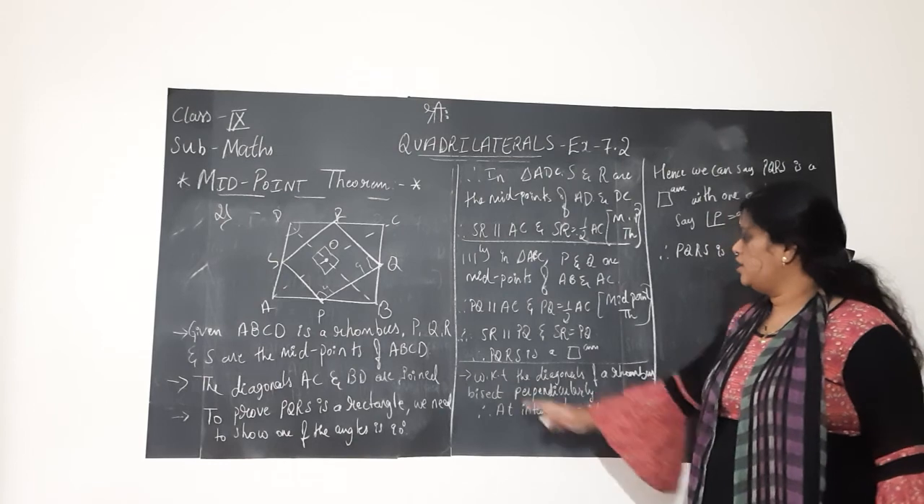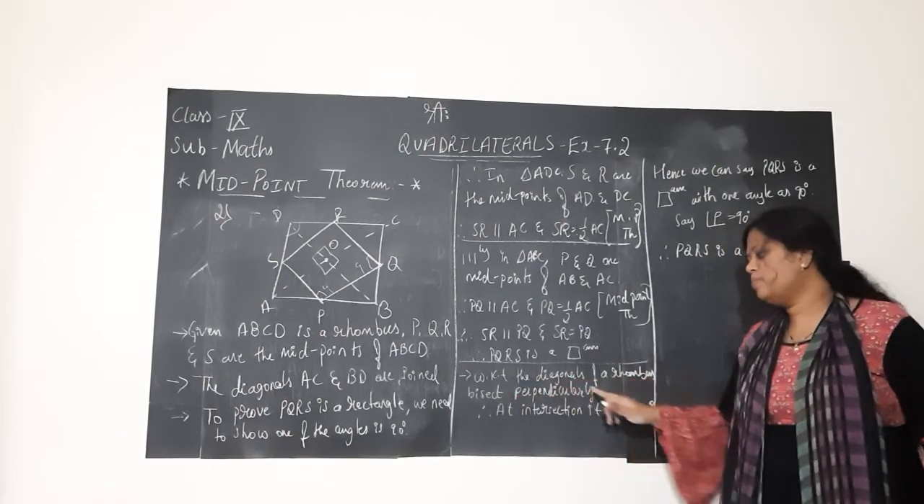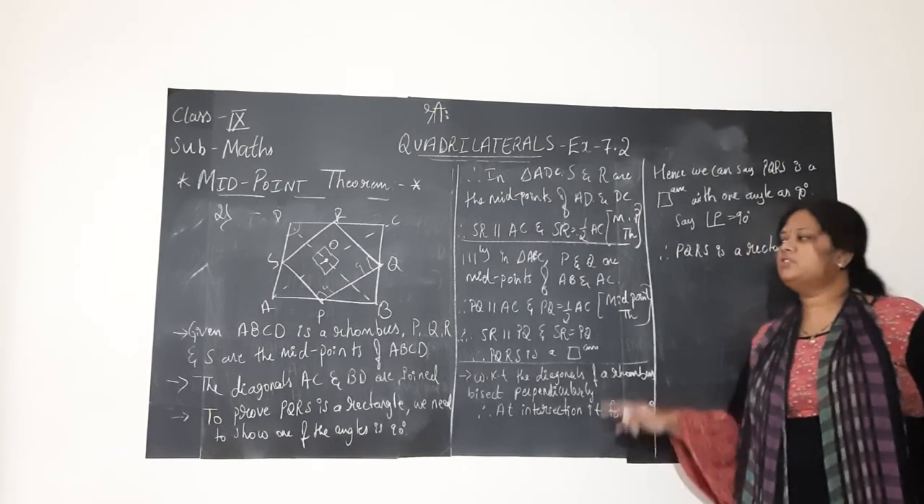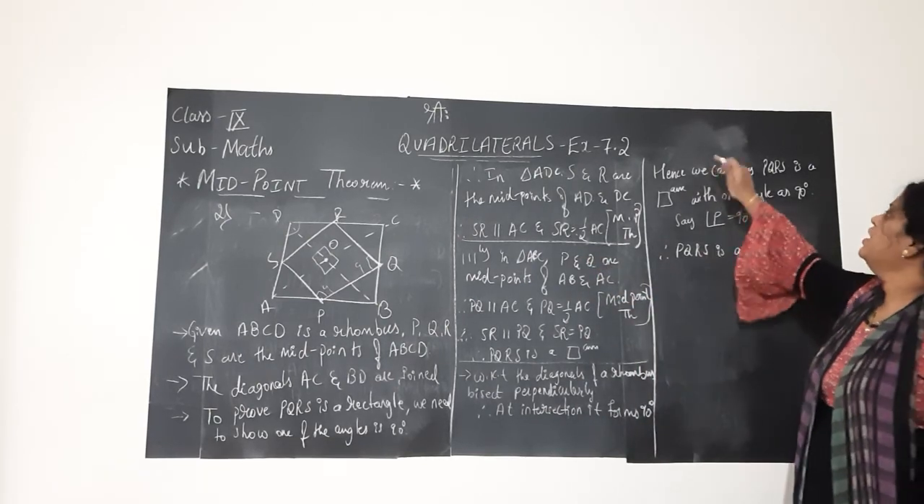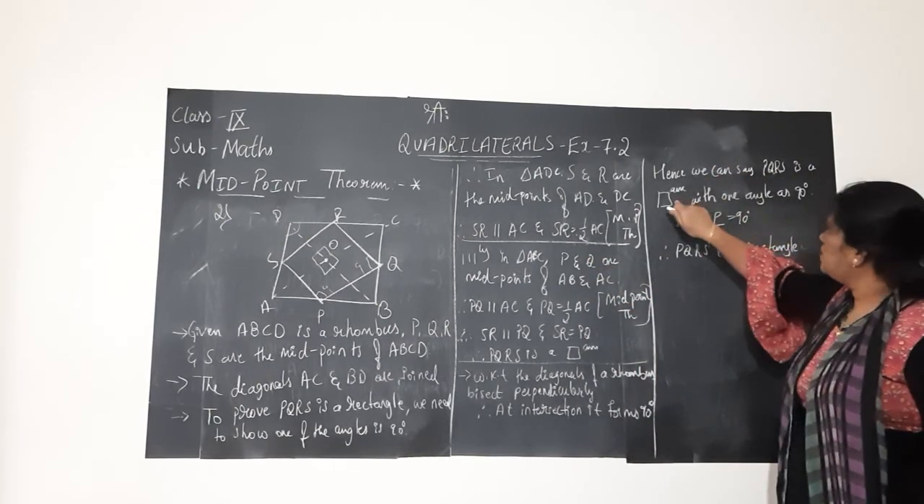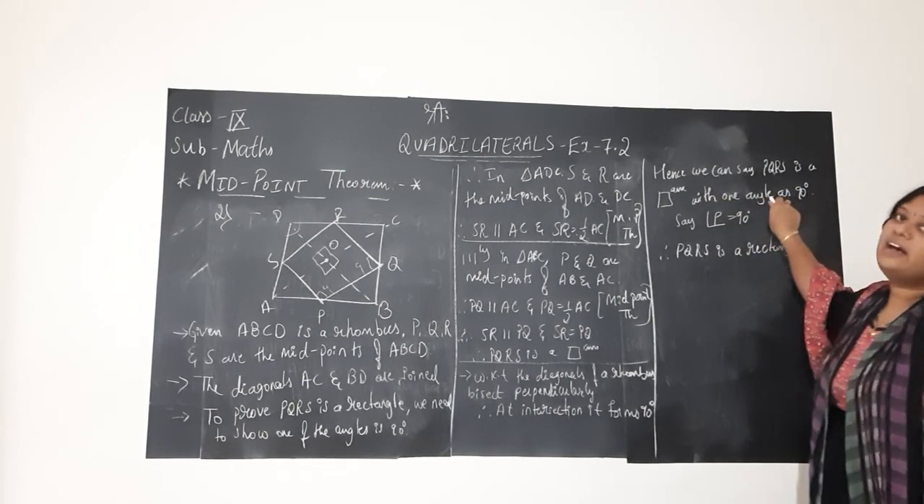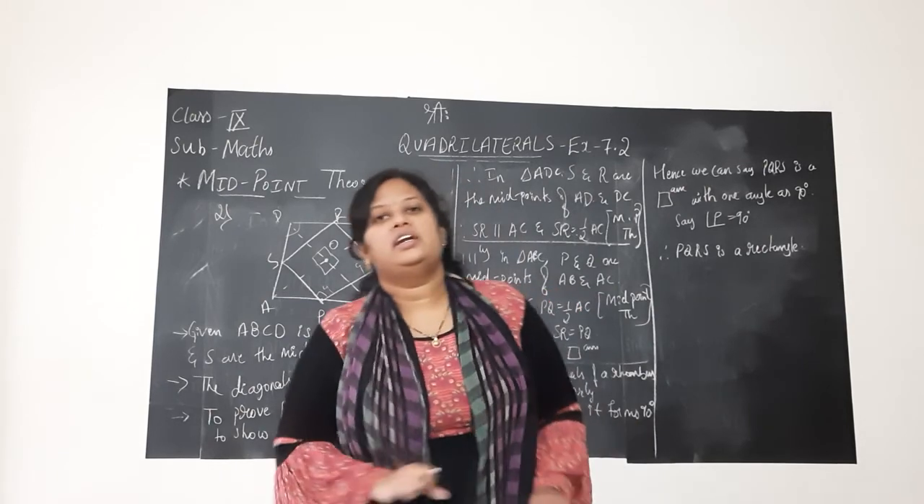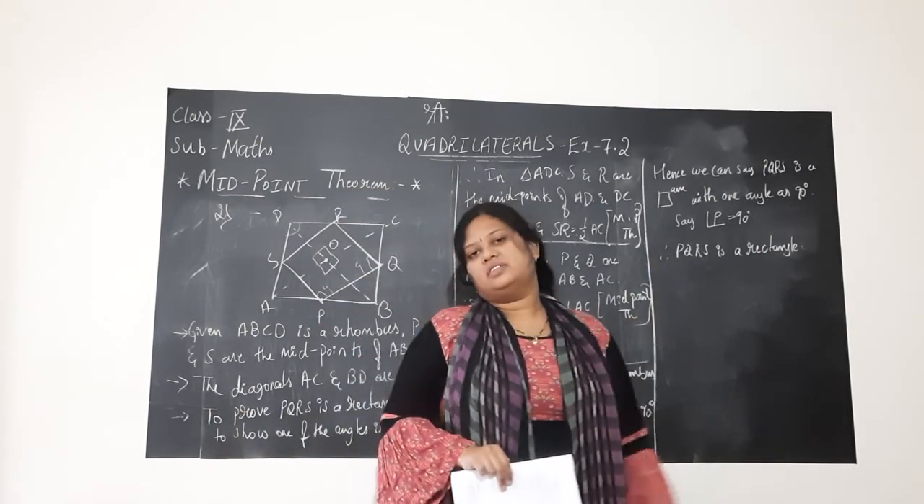That is what I have done here. We know that the diagonals of a rhombus bisect perpendicularly. Therefore at the point of intersection it forms 90 degrees, as I have explained. Hence we can say that PQRS is a parallelogram with one angle as 90 degrees. So you can say angle P is 90 degrees or Q is 90 degrees. Hence PQRS is a rectangle.